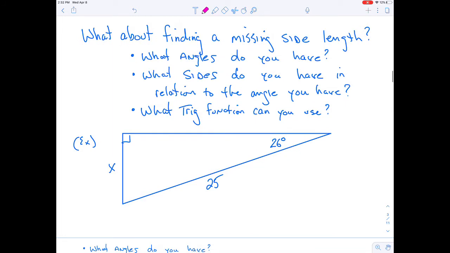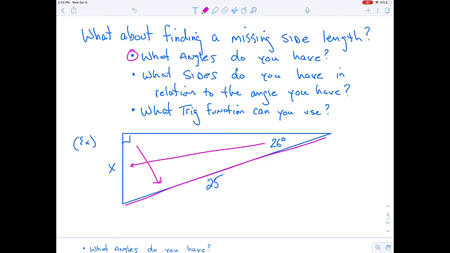Now, the good stuff is, what do we do when we're finding missing sides? This is one of the main reasons why we get to this. So here's what we have, a right triangle with two angles known, 90 and 26. We know we could figure out the third angle if we need it, but we don't really need that one. And we have one side length that's 25, that's the hypotenuse, because it's across from the 90-degree angle. And we know that this side over here is opposite of the angle that's given.